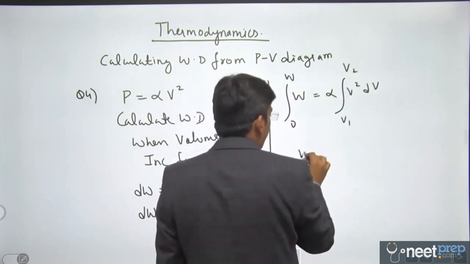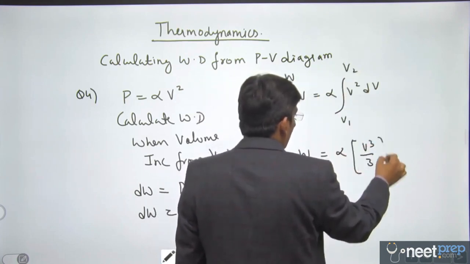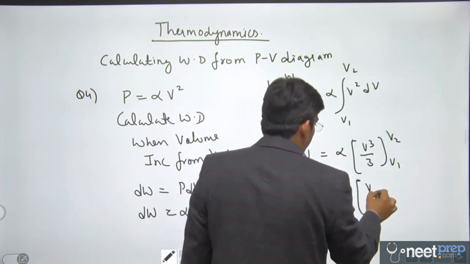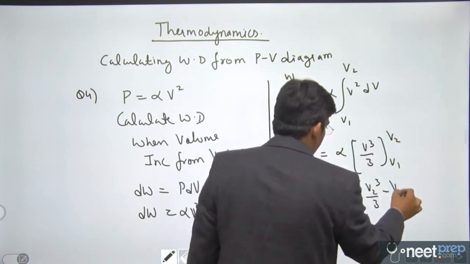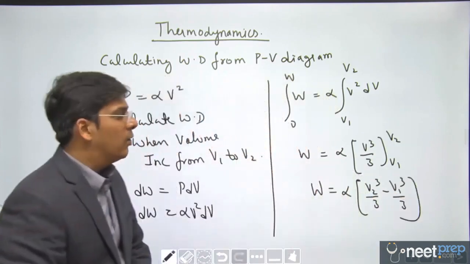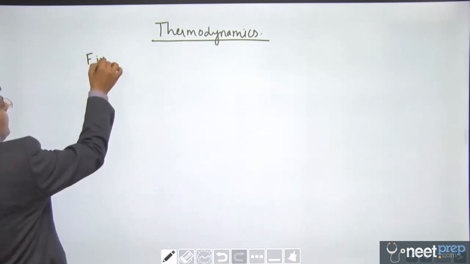Alpha V cube by 3 from V1 to V2. We are going to get this as alpha times V2 cube by 3 minus V1 cube by 3, dear students. This is actually the work done. Okay, dear students? So the next topic is going to be the first law of thermodynamics.